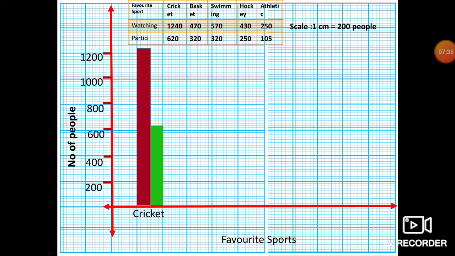Then basketball 470. Here you can see the red color is watching and green color is participating. How will we mark 470? Between 400 and 600, the middle value is 500. So 470 is approximately 500, that is, below 500. And participating is 320, like this.